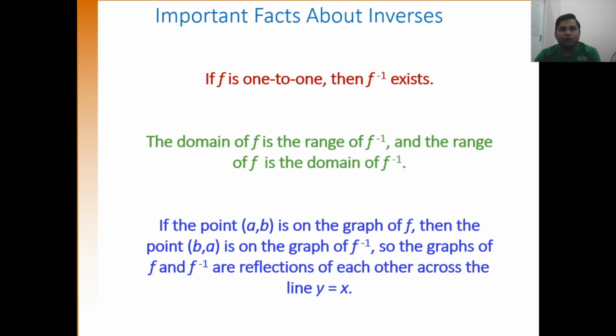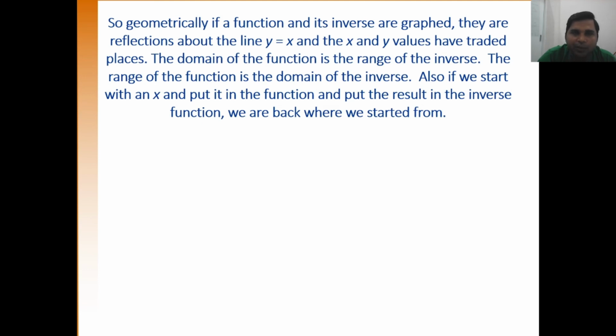If f is one to one, then f inverse exists. The domain of the function is the range of f inverse, and the range of the function is the domain of f inverse. And they are symmetrical about the line y equals x. These three things are very, very important. Geometrically, if a function and its inverse are graphed, they are reflections about the line y equals x, and the x and y values have traded places. They interchange their places. The domain of the function is the range of the inverse function, and the range of the function is the domain of the inverse function.